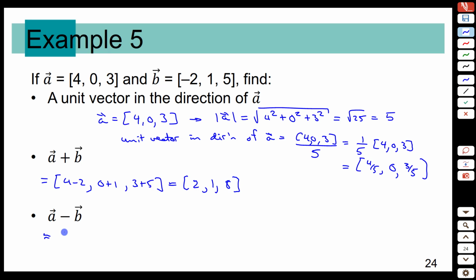There we are. If we want to do A minus B, we do all the same operations, except we subtract at each element instead of adding. So 4 minus minus 2, 0 minus 1, and 3 minus 5. That gives us 4 plus 2, which is 6, minus 1, minus 2, as our resulting vector.